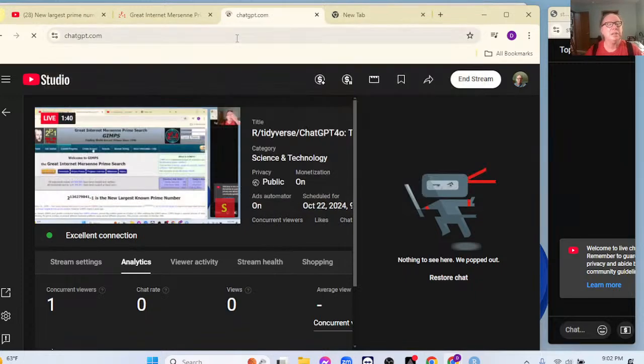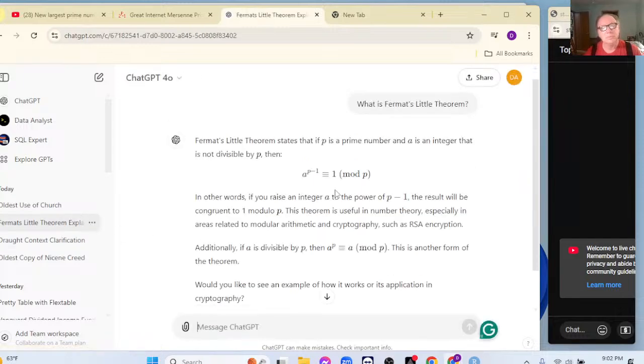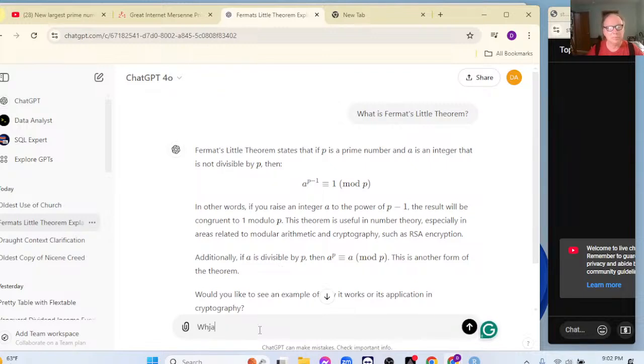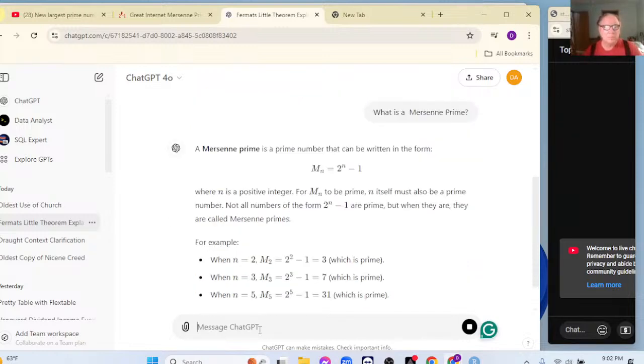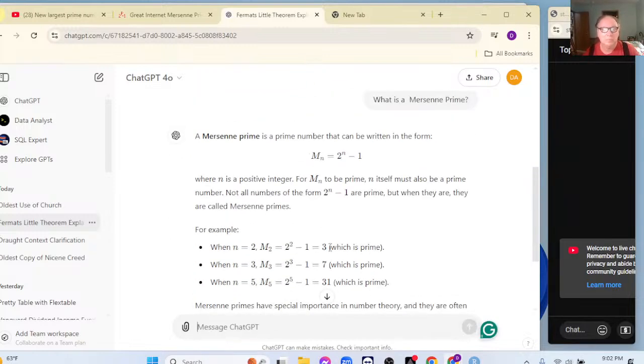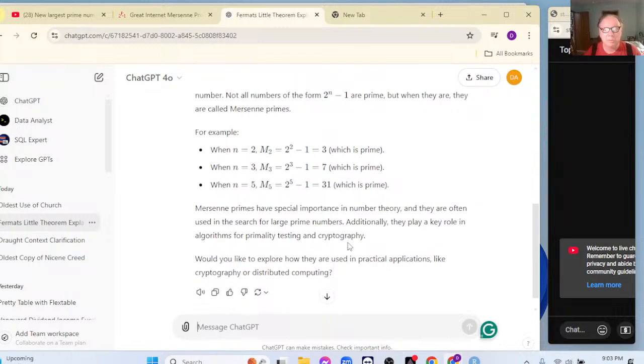We're going to come over here to ChatGPT. We're going to say, what's a Mersenne Prime? They have special importance in number theory, and they are often used to search for large prime numbers. Additionally, they play a key role in algorithms for primality testing and cryptography.